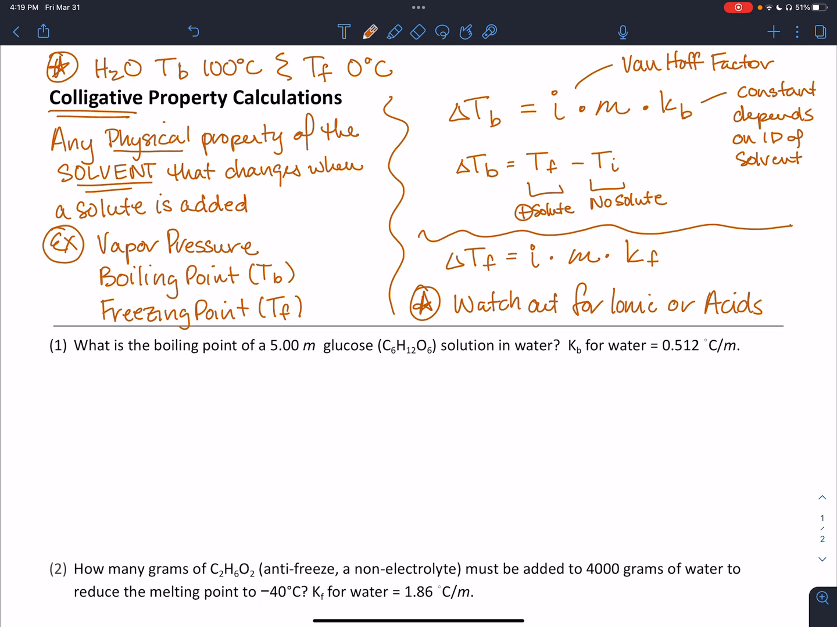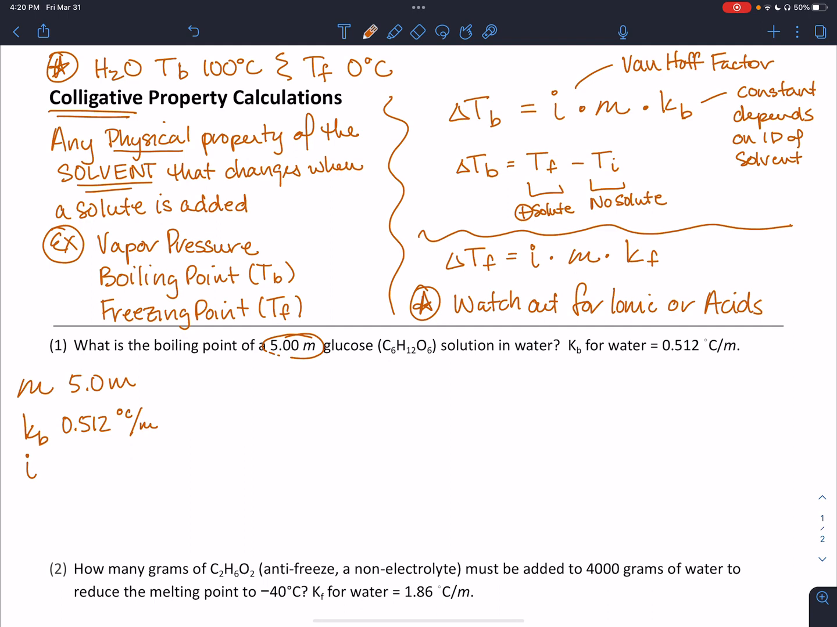So we need to keep track of the number of ions that are present. All right, so let's try one of these. What is the boiling point of a 5 molal solution of glucose in water? The Kb for water is 0.512 degrees Celsius per molal. All right, so let's see what we know. We have a molality of 5 molal. We have a Kb value for water of 0.512, and that's degrees Celsius per molal.